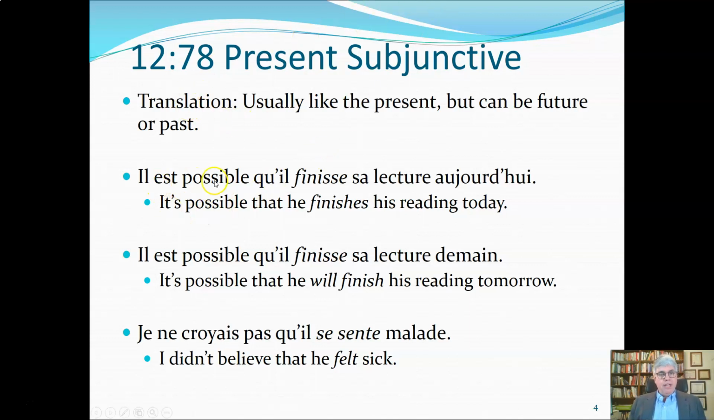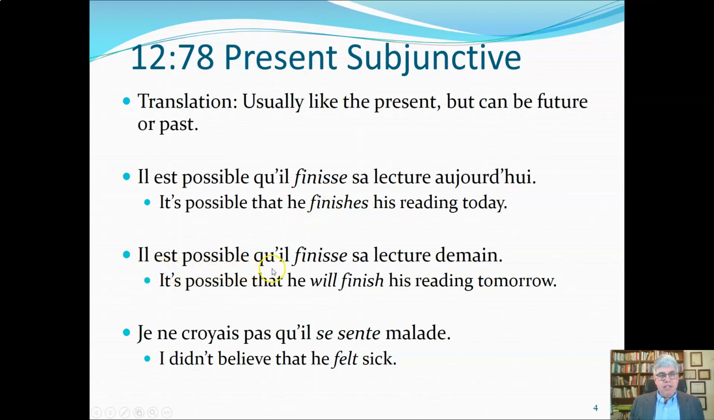So let's look at some sentences. Il est possible que. So that's it is possible that, and then the phrase it is possible that takes the subjunctive because this is talking about some potential action. Qu'il finisse sa lecture aujourd'hui. So sa lecture is reading. So it is possible that he finishes his reading today. Okay, that would be translated as a present tense.